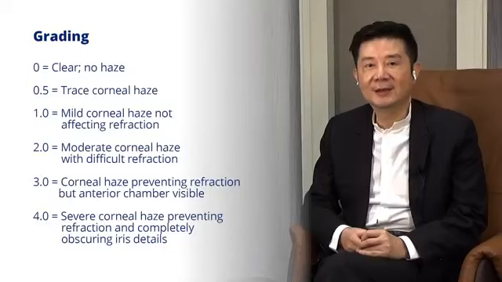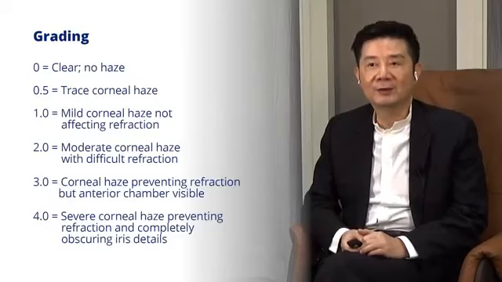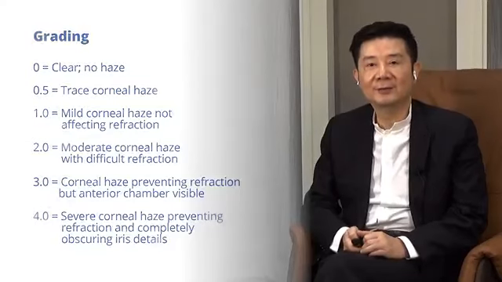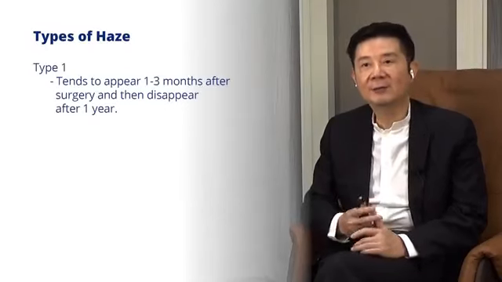Grading of haze is classified into 5 grades, from trace to grade 4, which is severe corneal haze, preventing reflection and completely obscuring iris detail. There are 2 types of haze.